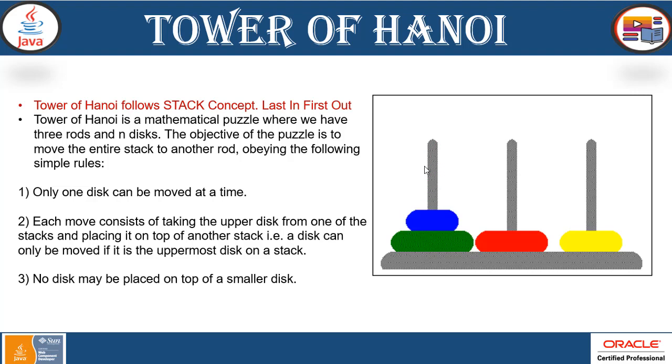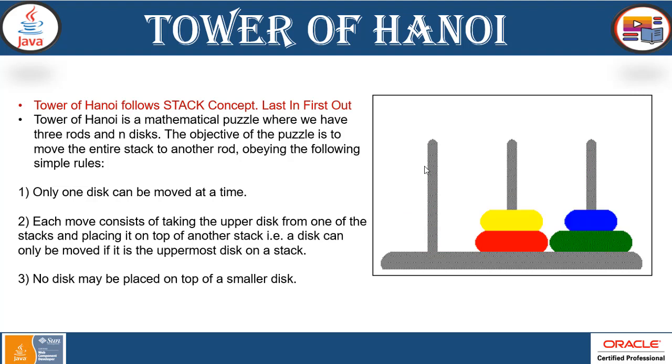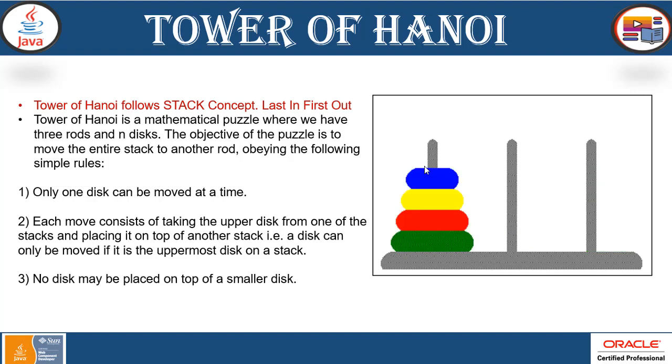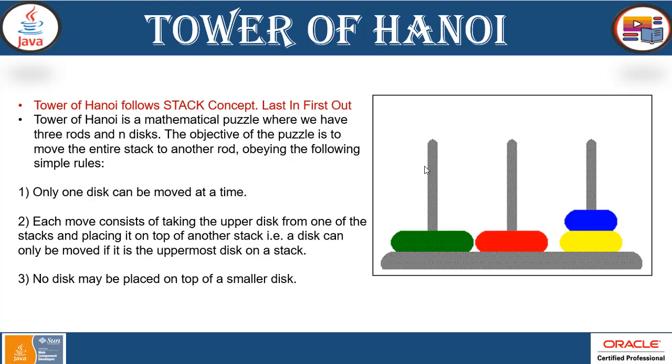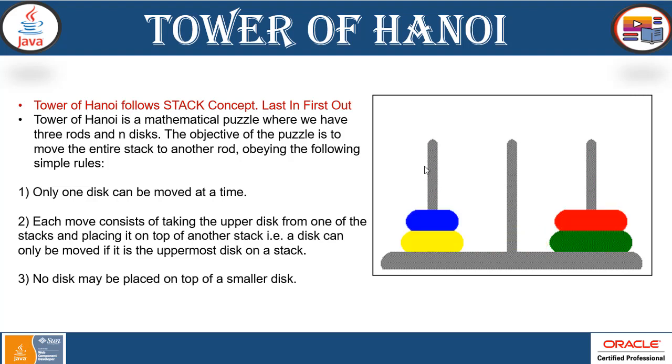Tower of Hanoi is a mathematical puzzle where we have 3 rods and n disks. The objective of this puzzle is to move the entire stack to another rod, obeying the following simple rules. Number 1, only one disk can be moved at a time. And number 2, each move consists of taking the upper disk from one of the stacks and placing it on top of another stack. That is, a disk can only be moved if it is the uppermost disk on a stack. And number 3, no disk may be placed on top of a smaller disk.